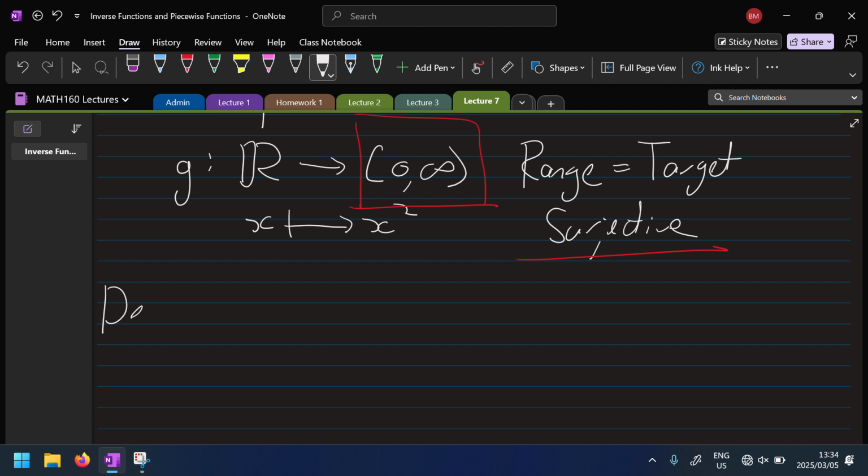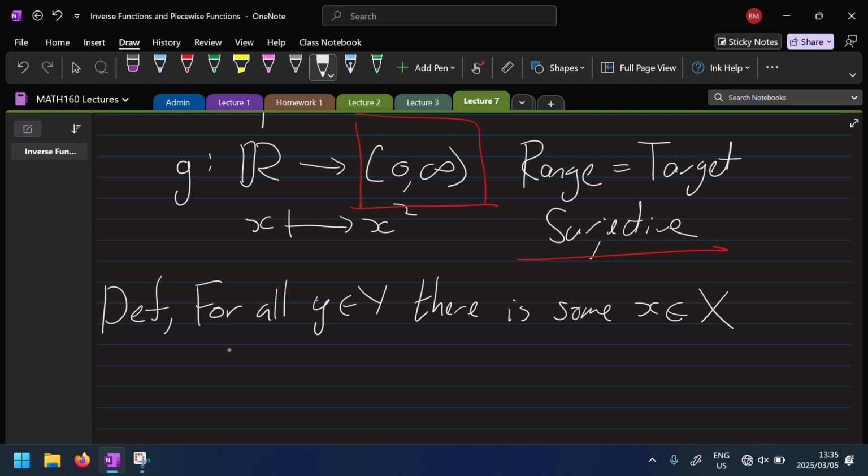So let's look at the definition. Okay, the definition is a bit wordy, but it's the same thing that we've been talking about. Okay. Range equals target, surjective. Now, the definition just makes it look a bit more complicated, but it's the same idea. Okay, so definition. For all y in the target, there is some x in the domain such that f of x equals y.